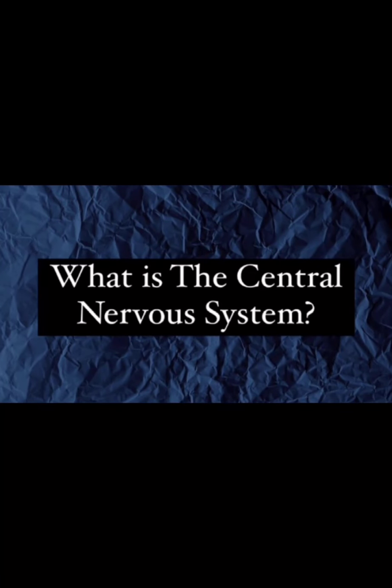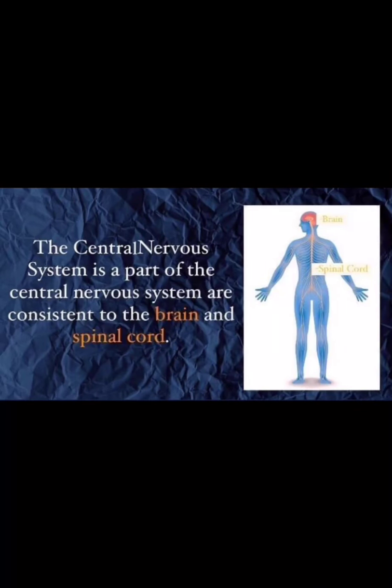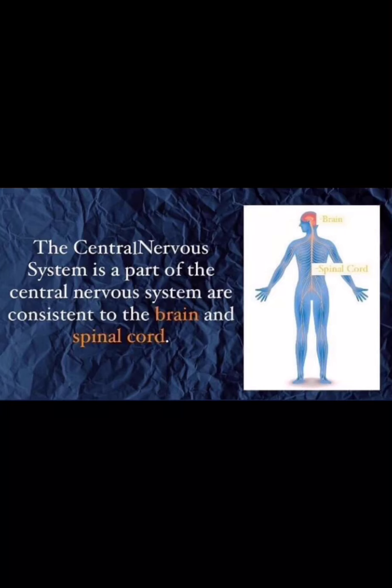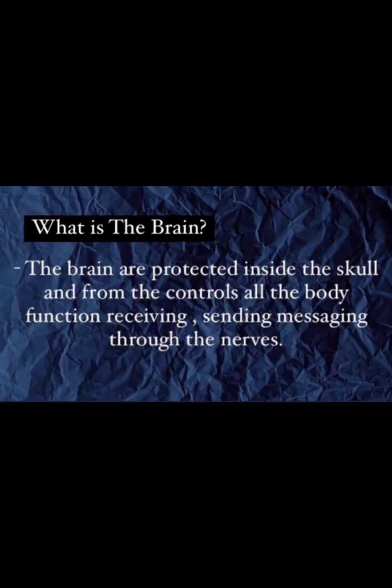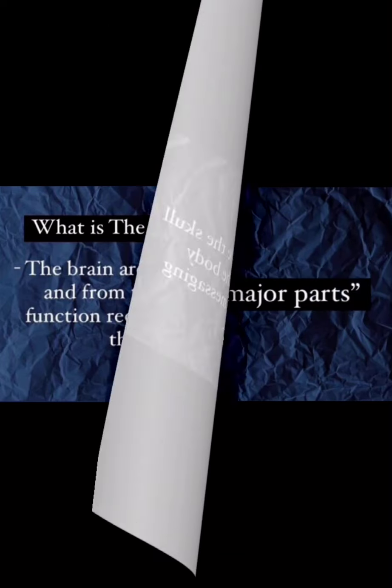What is the central nervous system? The central nervous system consists of the brain and spinal cord. What is the brain? The brain is protected inside the skull and controls all the body functions, receiving and sending messages through the nerves.